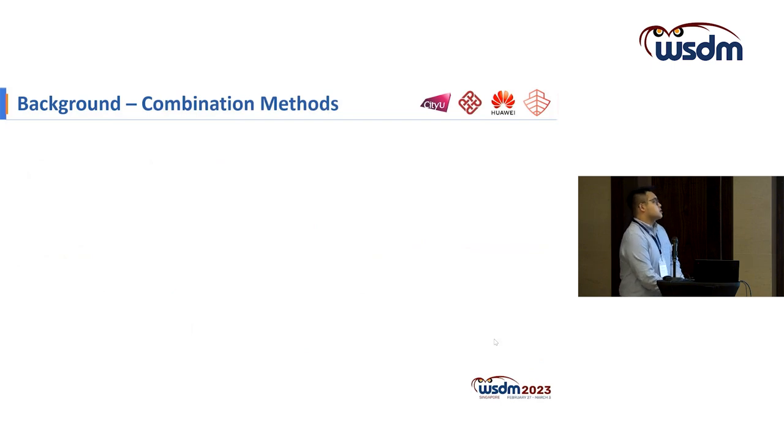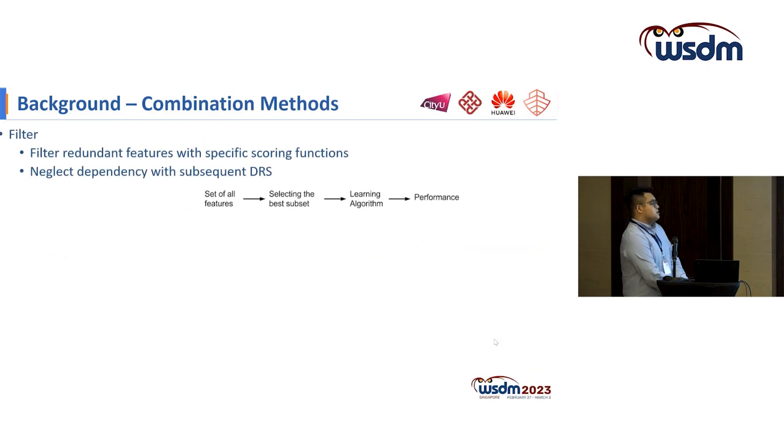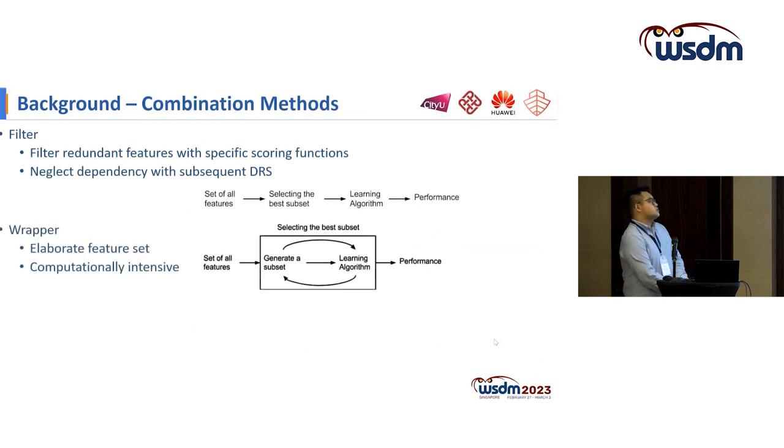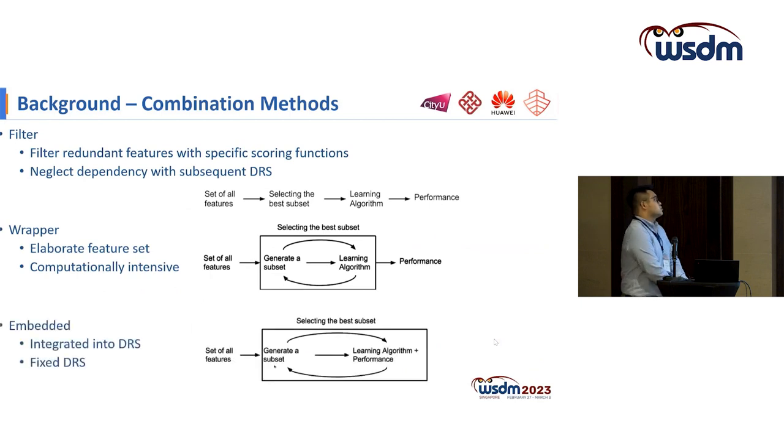The last classification criterion is the combinational method. It is a traditional classification criterion for feature selection methods. We could divide them into filters, wrappers, and embedded methods. Filters usually design scoring functions to score features and drop the features with the lowest scores.